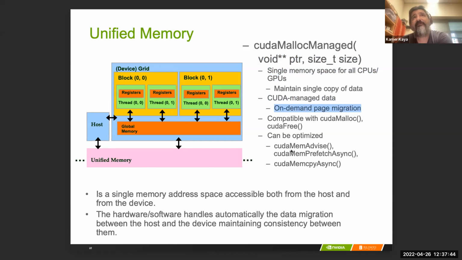Whenever you need the data, it will come to the GPU, but page by page. You don't need to bring it all at once. Page by page means that all the data on the host is divided into pages, and whenever you request something here, that page will come to the GPU, and you can do some updates on that. This is compatible with cudaMalloc and cudaFree, and you can optimize the management behavior behind the scenes by using cudaMemAdvise and cudaMemcpyAsync.